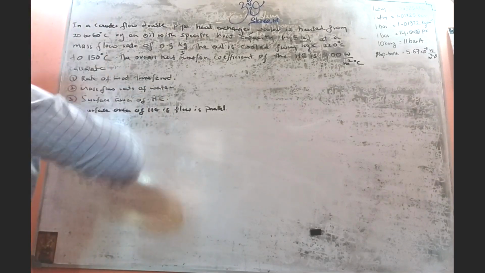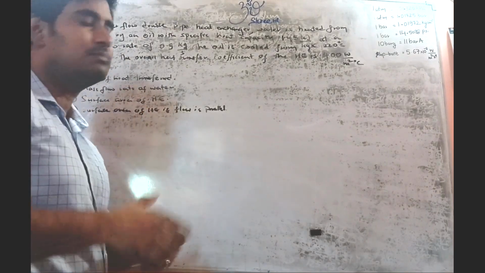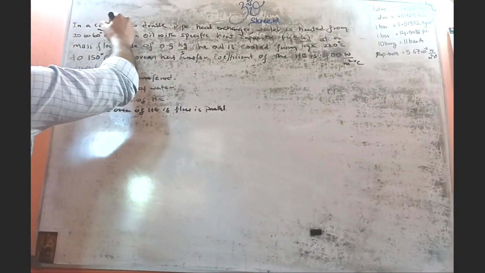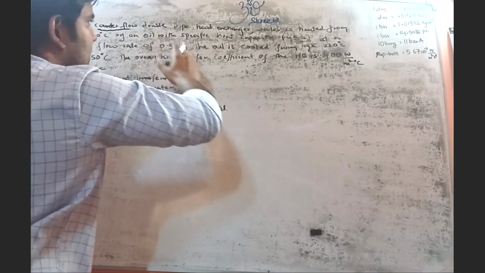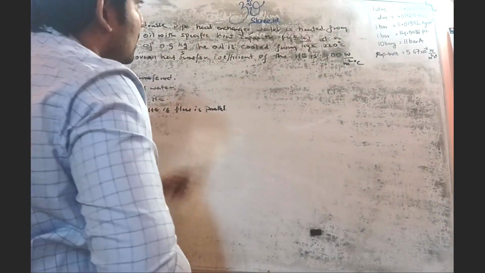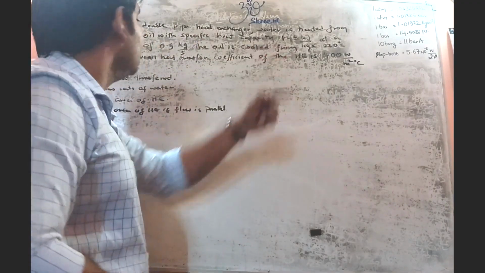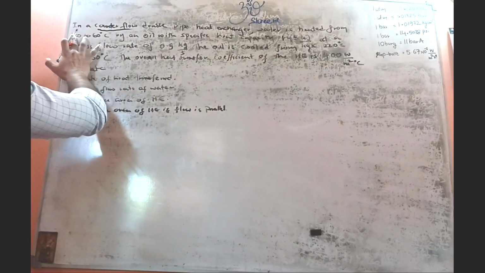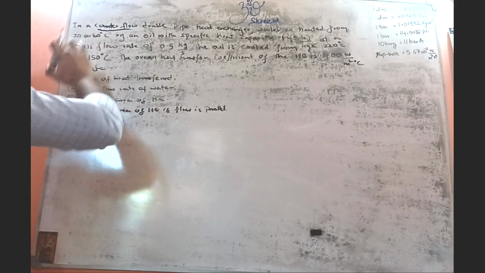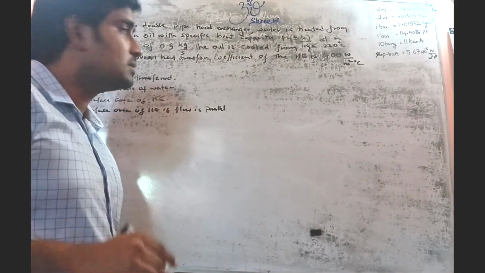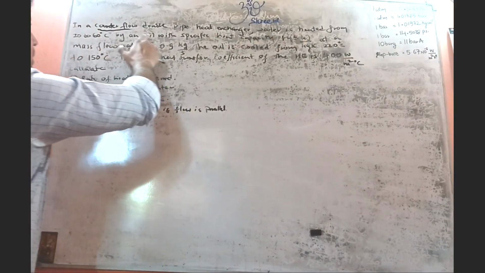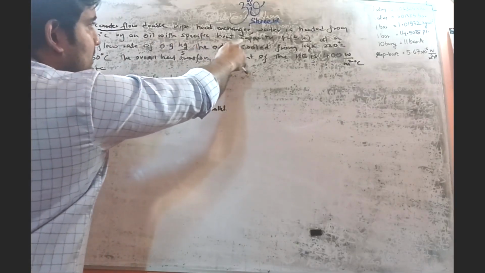In a counter flow, these terms are very important. In a counter flow, double pipe heat exchanger, water is heated from 20 degrees Celsius to 60 degrees Celsius. That's very important.